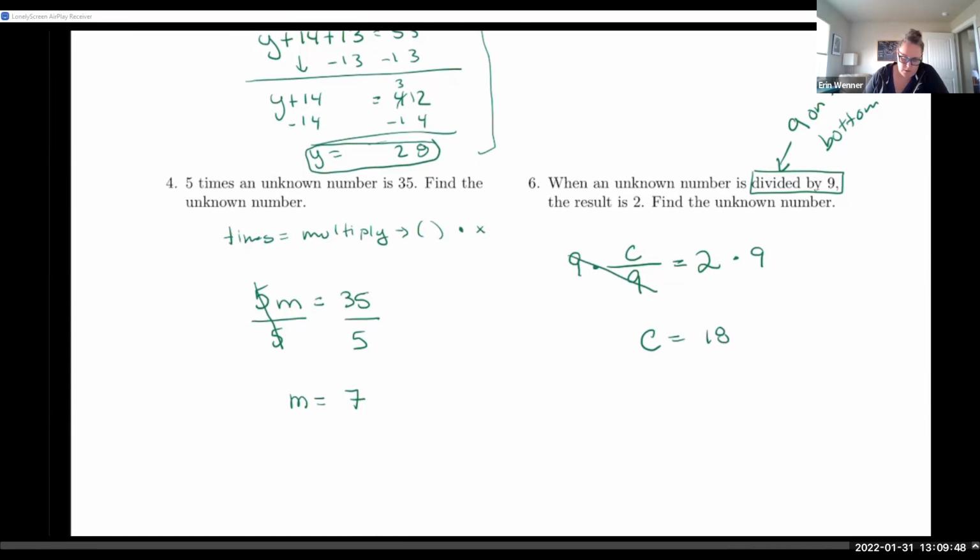Any questions about 4 and 6 before we move forward? Okay.